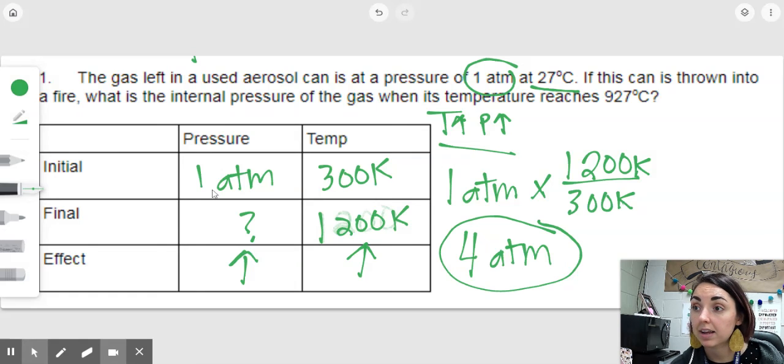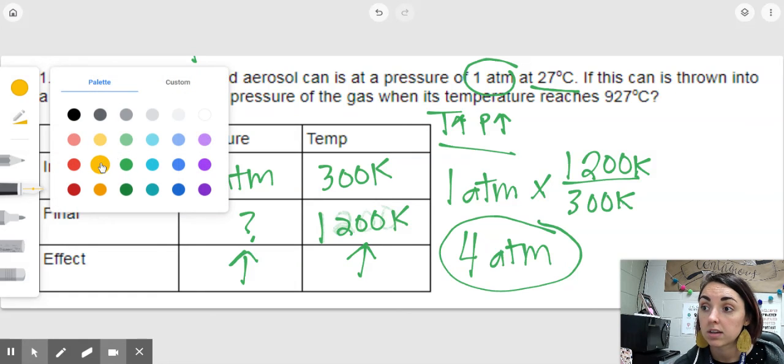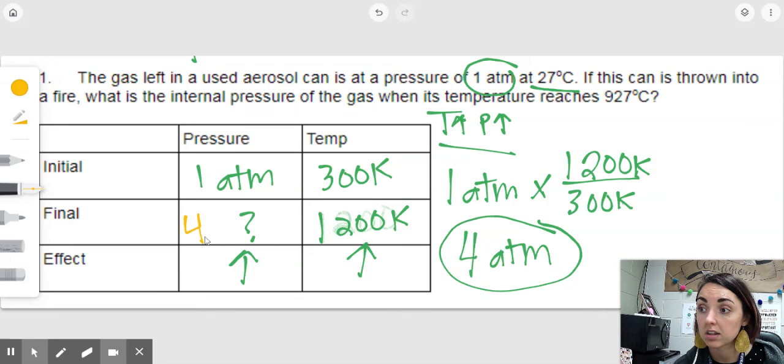And I can always go back and check. So if I were to, let's say, go plug this in here, final pressure is 4 atmospheres. That does indeed go up from 1 atmosphere. So that's a good check. Always make sure your final answer goes in the direction it should compared to your initial value. And that's how you do a problem with Gay-Lussac's law.